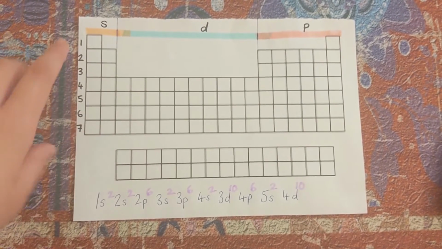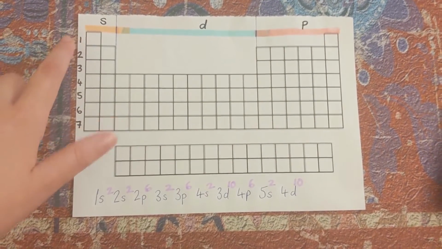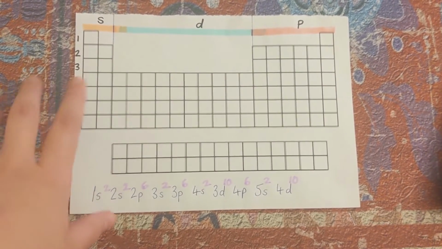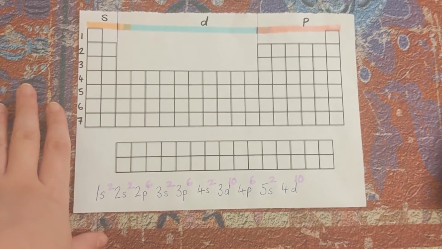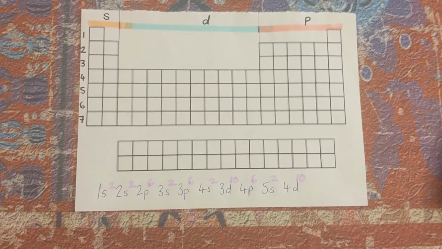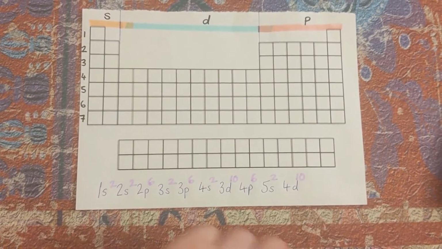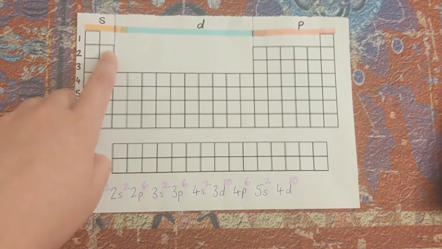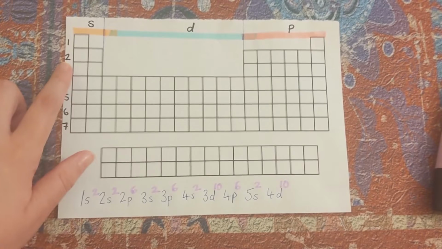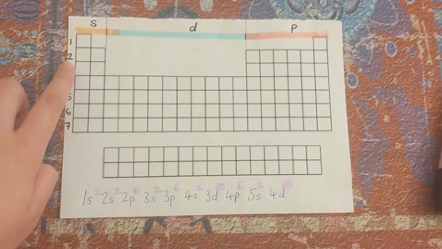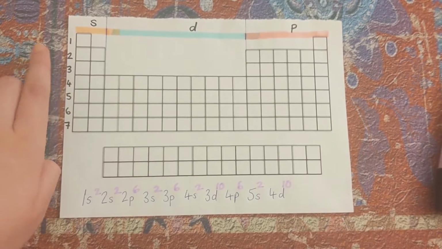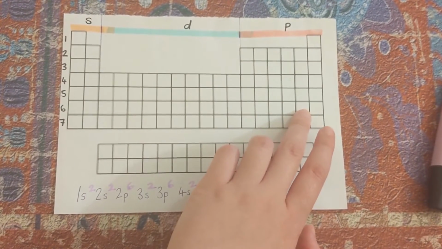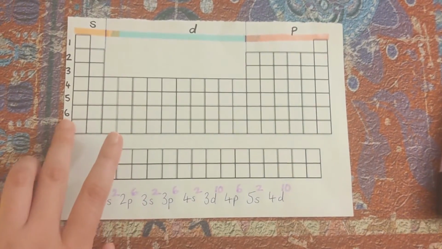Now, the next thing to be aware of is that the period number, so the number of the row, tells us about the shell that an element's outer electrons are in. For example, if we pick an element here, it will have its outer electrons in the second shell, or second energy level, n equals 2. If we pick an element here, it will have its outer electrons in the 6th shell.